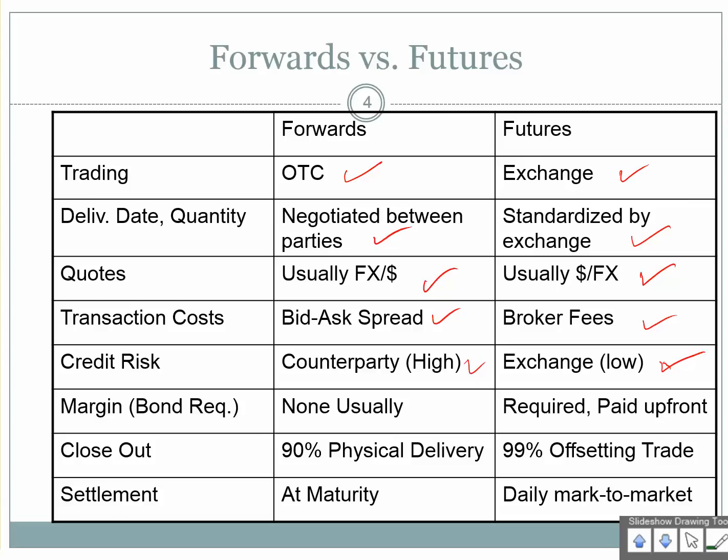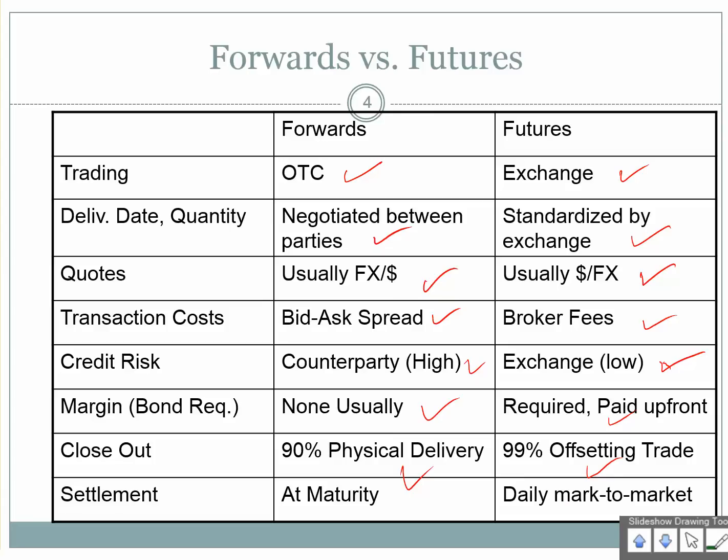There's usually not a margin requirement for a forward contract, and there's always a margin for a futures contract. Also, with a forward contract, most of them result in physical delivery of the asset and are settled at maturity. Futures contracts, many are not held until maturity. It's not that you can cancel it, but you can trade it to another individual. And there's also a daily mark-to-market process for a futures contract.